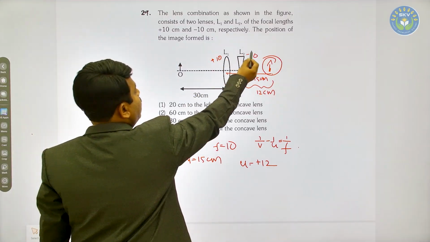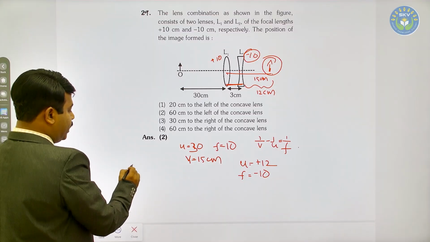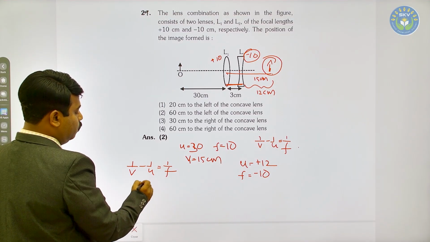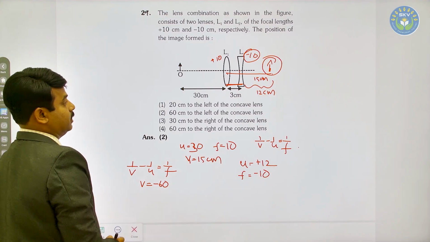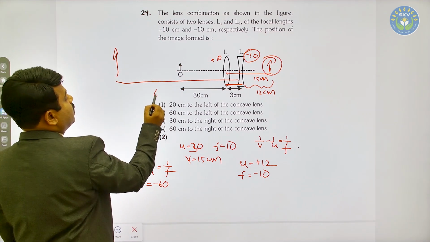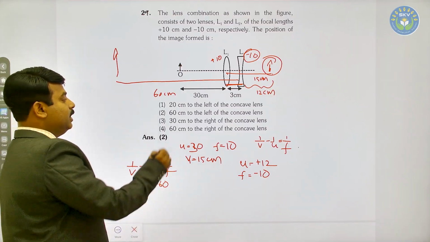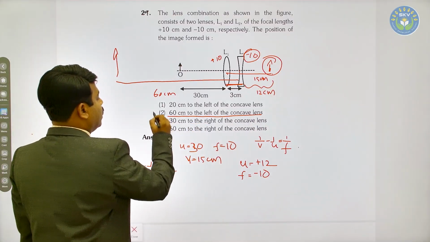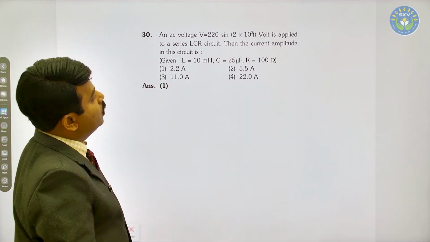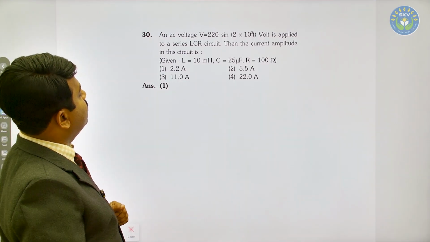But the focal length of this lens is minus 10. Now again you apply 1/v minus 1/u equals 1/f. You get a new image distance of minus 60. That means from this lens about 60 centimeter this image forms, right? Then 60 centimeter from the left of the concave lens. Option 2 is correct.